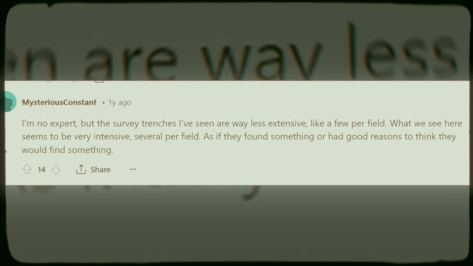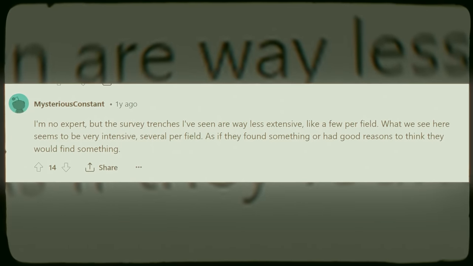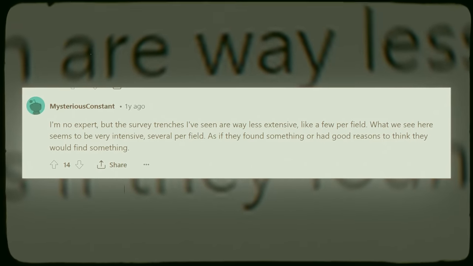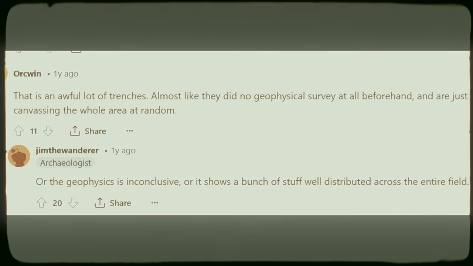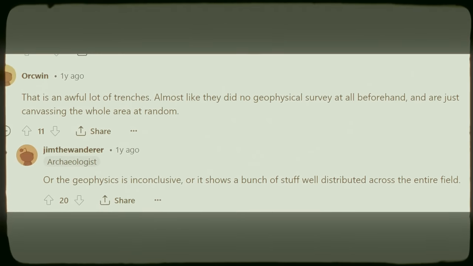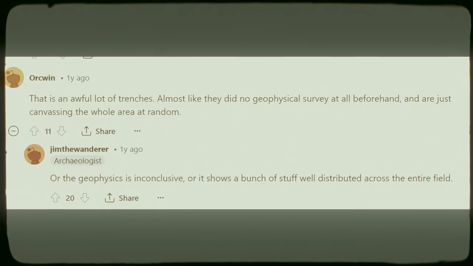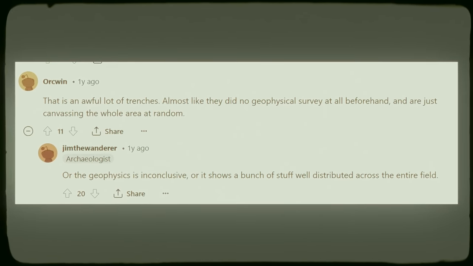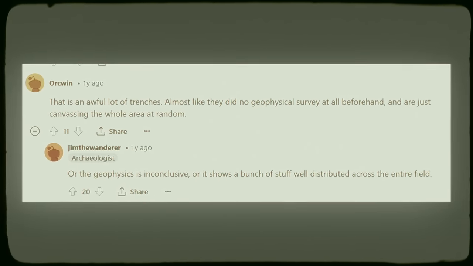Mysterious Constant admitted to not being an expert, but explained that the survey trenches that he'd come across were much less extensive, and there were fewer per field. He believes that something was found, or there was a good reason that there was something to find here. Jim the Wanderer appeared to support this idea, stating that the geophysics could have been inconclusive, or that it could have shown a bunch of hidden things beneath the surface and was distributed across the entire field.